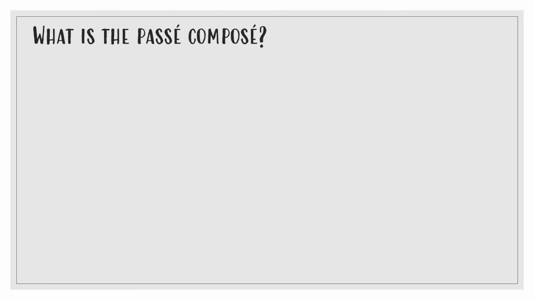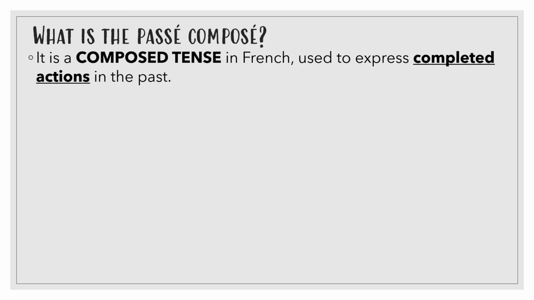Okay, the first question we're going to ask ourselves is, what is the passé composé? Qu'est-ce que c'est le passé composé? What is the passé composé? The composed past tense. Let's look at it. Now, it is a composed tense in French, and it is used to express completed actions in the past. Okay, we can also call it the perfect tense.